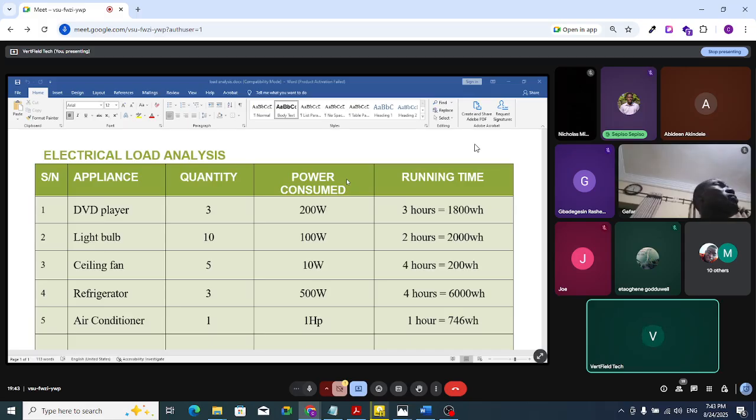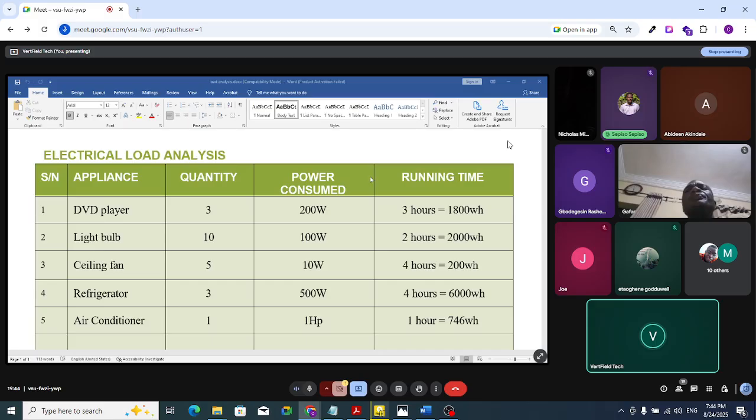Now, the power consumed by the appliance tells you the rated wattages of each and every one of these appliances. And in this case, how do you know the rated wattages of each appliance? It is usually found on the nameplate of your appliances.